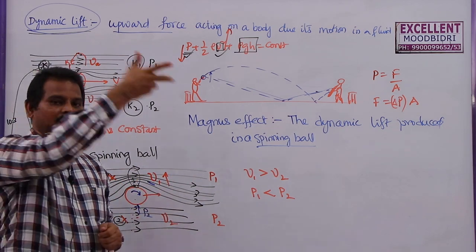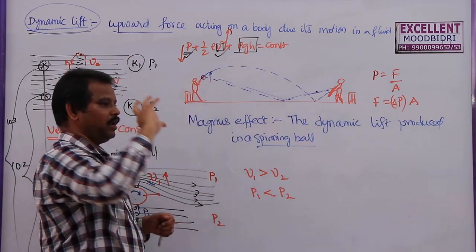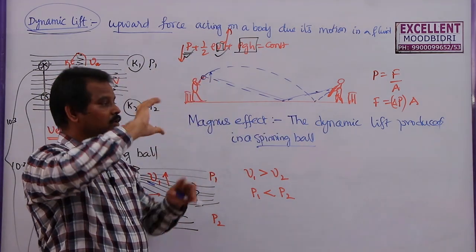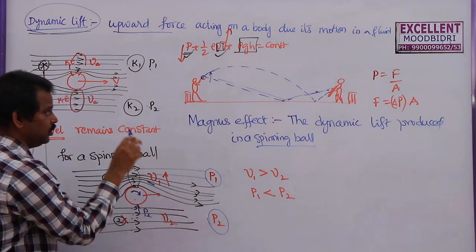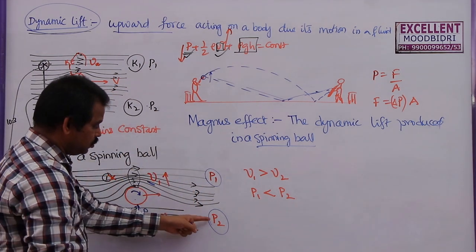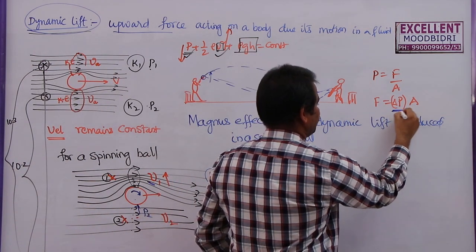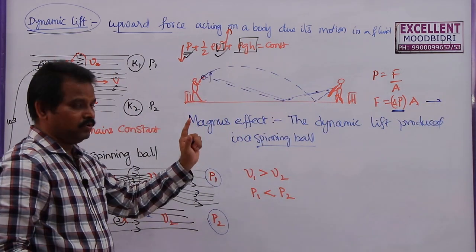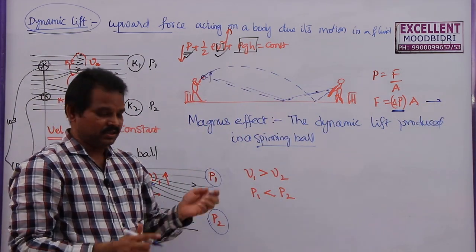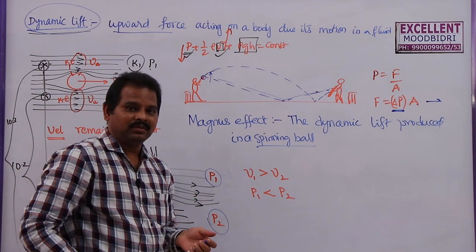To get more revolutions, to get more turn from the pitch, the bowler has to spin the ball more. So due to this, what happens? He will be able to create the pressure difference below and above the ball. Due to this pressure difference, a force will act in the upward direction. So the pressure difference into area is called a dynamic lift. Here you can see in live telecasts, the fielders use it to rub the ball on their jerseys.